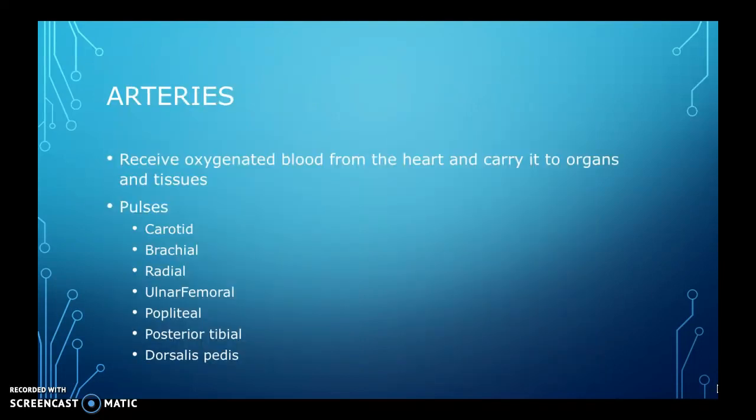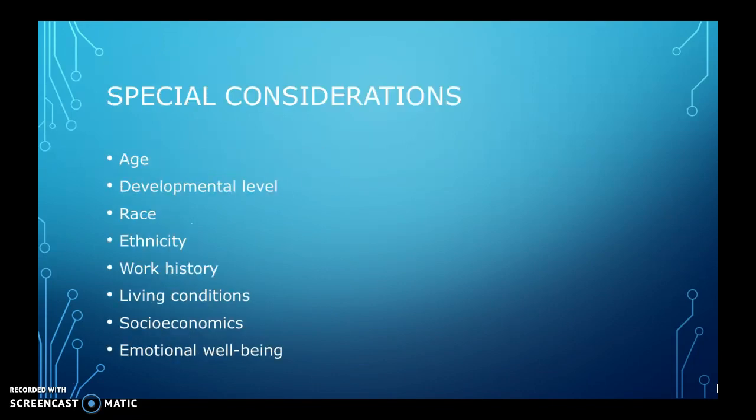So arteries receive the oxygenated blood from the heart and carry it to the organs and tissues, and the peripheral pulses that we're going to be assessing are the carotid, brachial, radial, the ulnar, femoral, popliteal, posterior tibial, and dorsalis pedis. And yes, you have to know how to say all those.